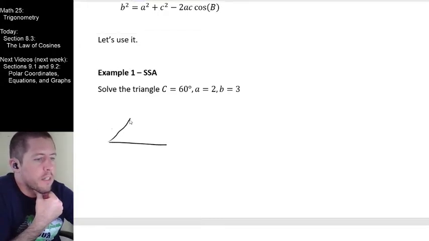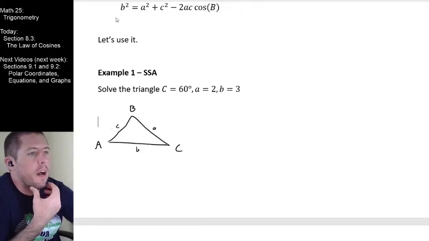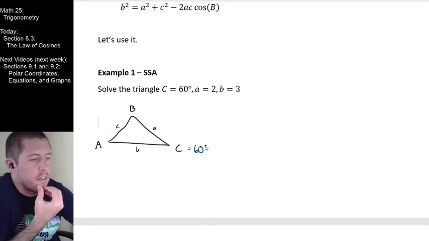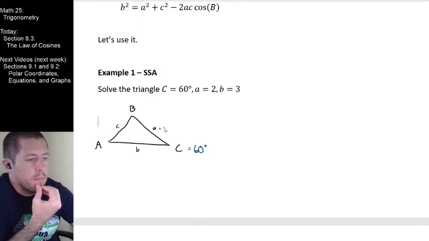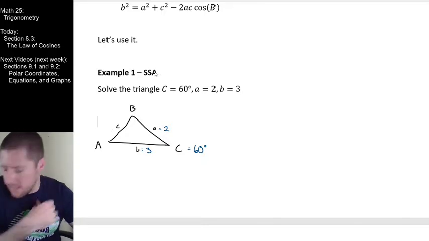So let's go ahead and draw our general triangle right here. I think I've been drawing these as A, B, C, and therefore A, B, C. It looks like the values that we've been given here are that this is going to be 60 degrees, that our A is going to be side length 2, and our B is going to be side length 3. So those are the three pieces. That's what's going on here. This is side angle side. That's why that's not working out for us.